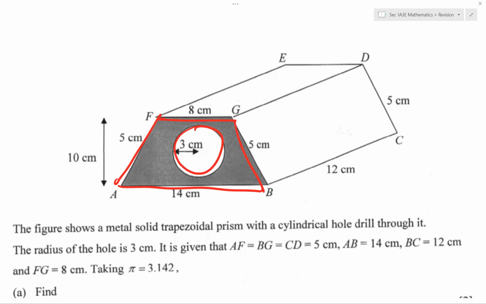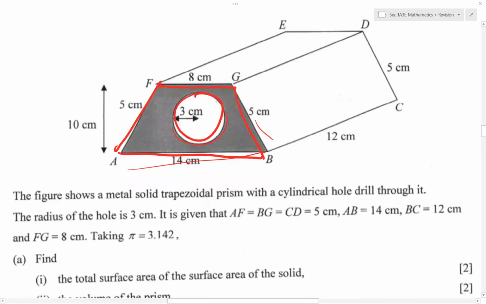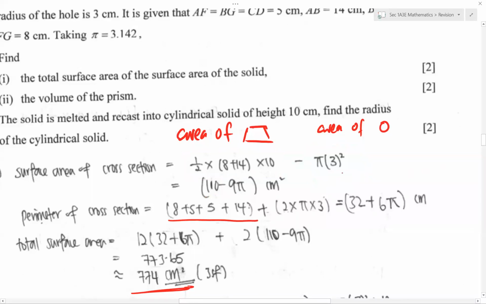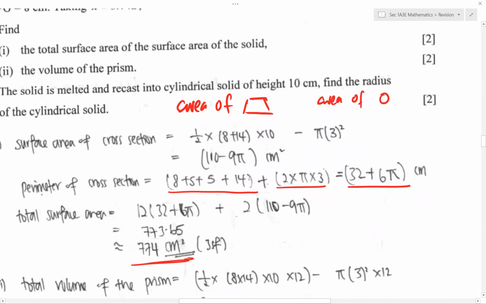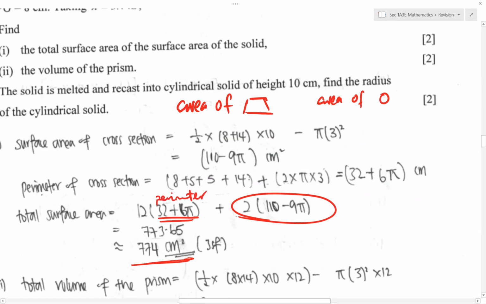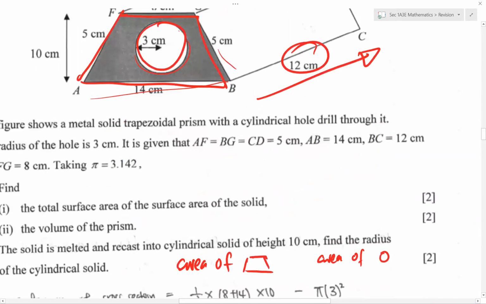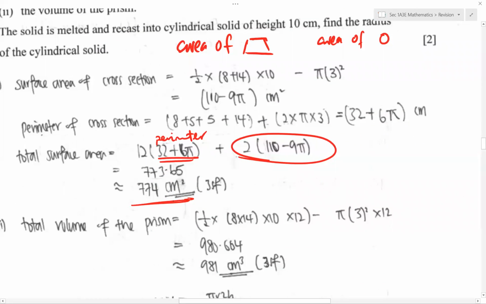So perimeter of this is going to be 5 plus 14 plus another 5 plus 8 plus 2 pi times 3. This is the outline of the trapezium, and this is the outline for the circle. So this is our perimeter. The formula will be 2 times the cross-sectional area added to the perimeter times the perpendicular height. When we say perpendicular height, we are referring to this 12 cm. So multiply by 12, you get approximately 744.